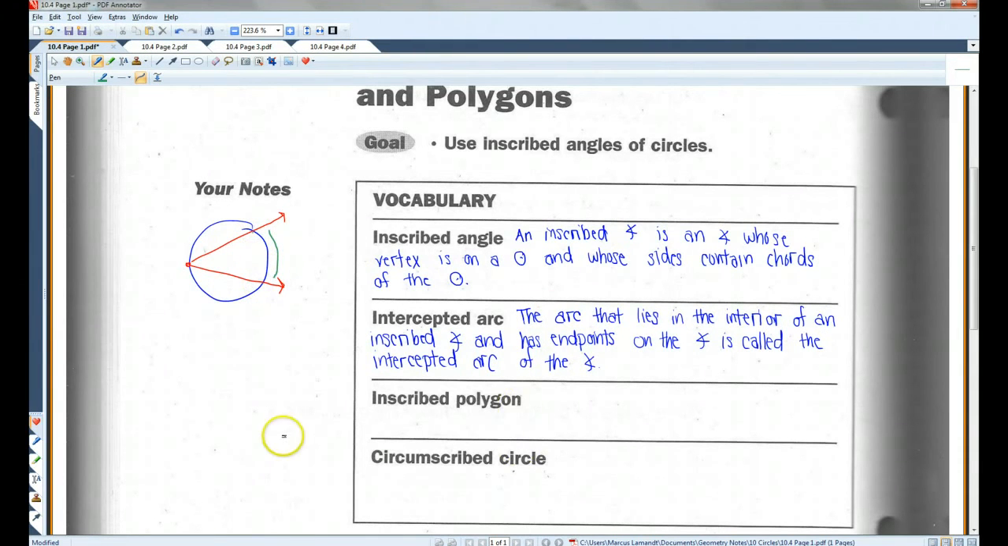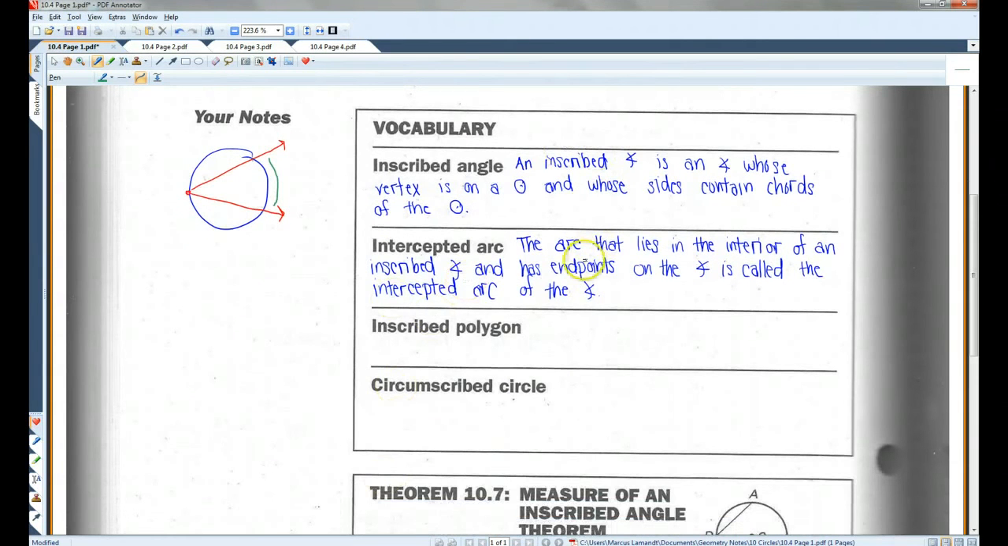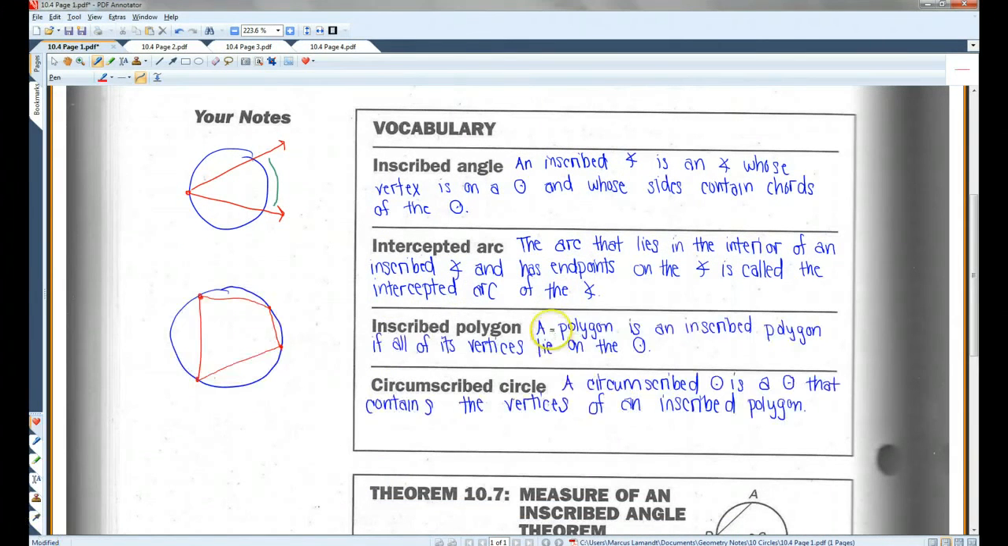Inscribed polygon and circumscribed circle, I'm going to do those two together. A polygon is an inscribed polygon if all of its vertices lie on the circle. So this quadrilateral here would be an inscribed quadrilateral. It doesn't have to be a four-sided figure. It could have as many sides as you want, as long as all of its vertices are actually on the circle, it's an inscribed polygon. A circumscribed circle is a circle that contains the vertices of an inscribed polygon. So this circle, because it contains an inscribed polygon, would be a quote-unquote circumscribed circle.